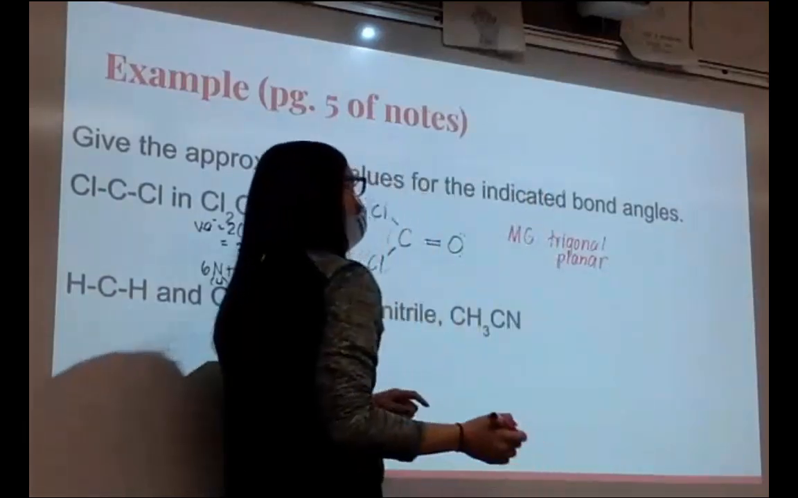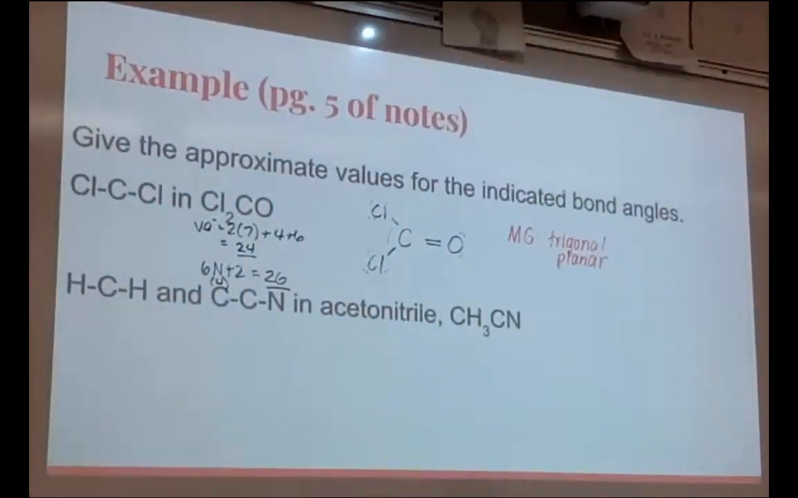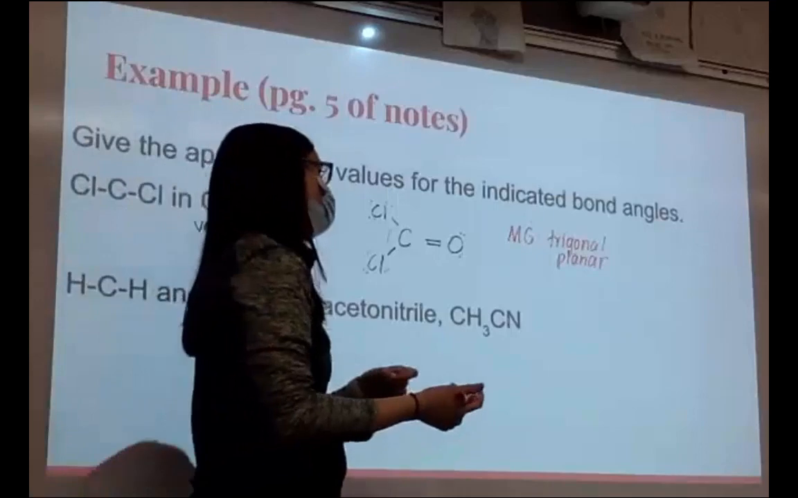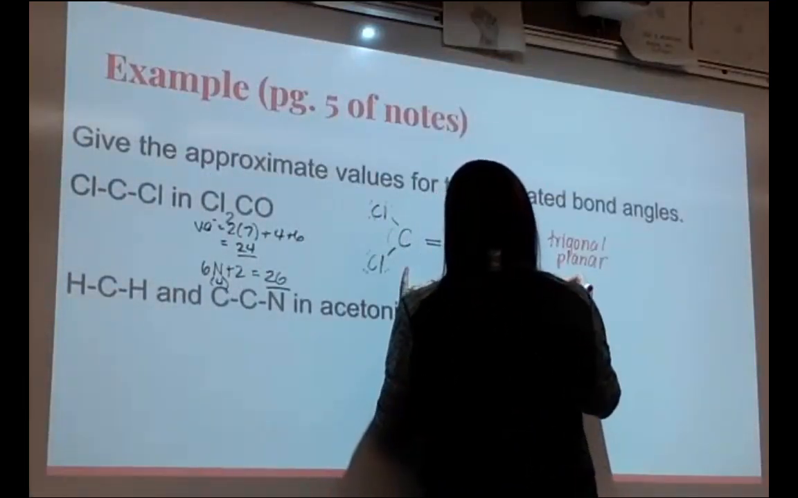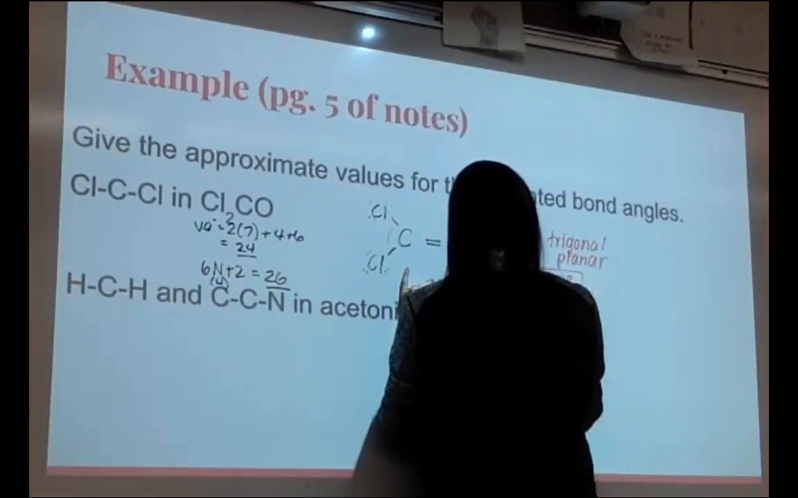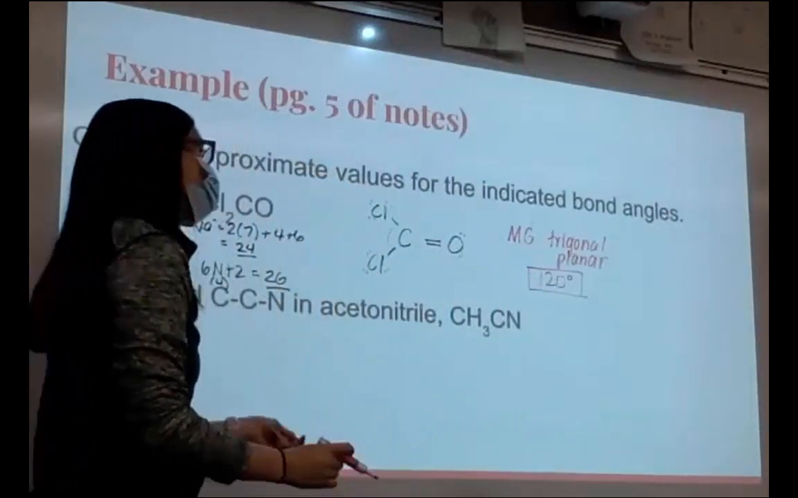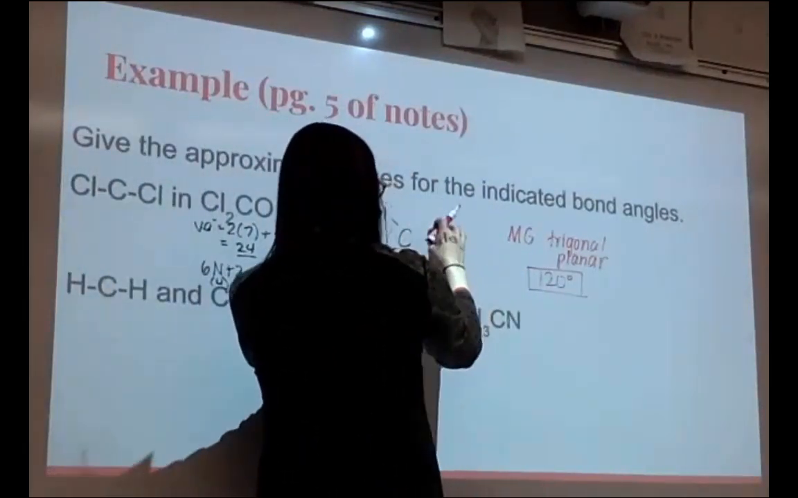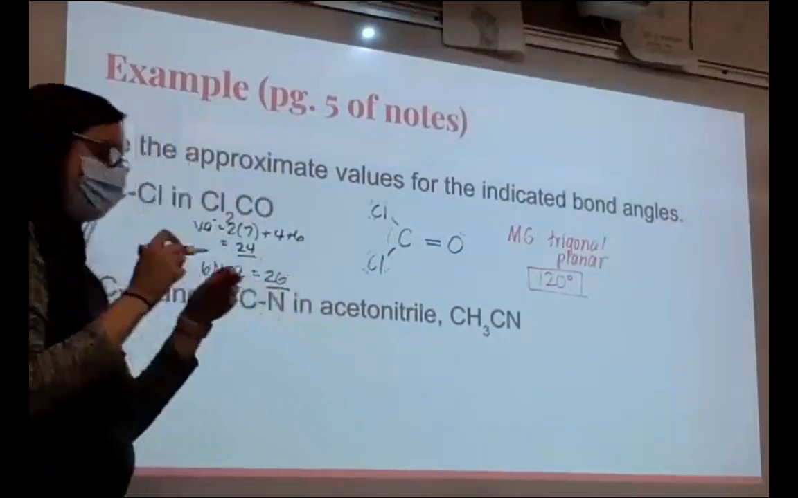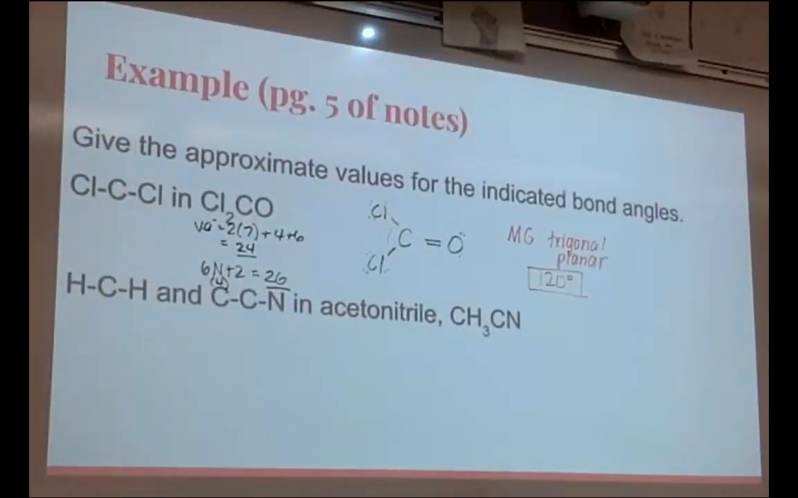If it's trigonal planar, what are the bond angles in a trigonal planar molecule? 120. Because think about it, it's a circle. You're splitting the bonds. There's 3 bonds, so 360 divided by 3 is 120.